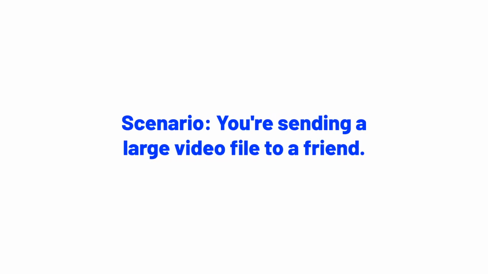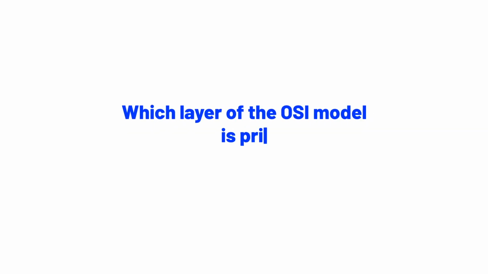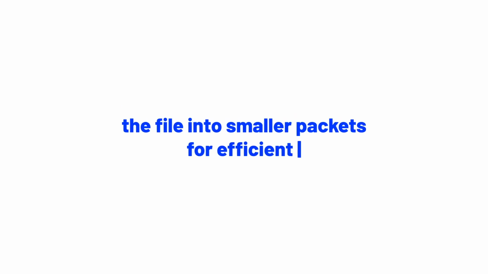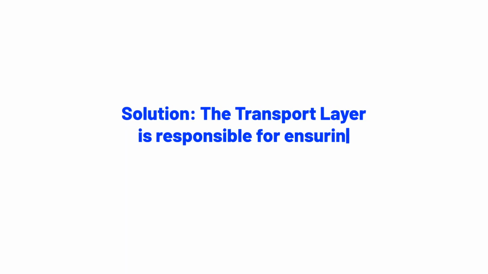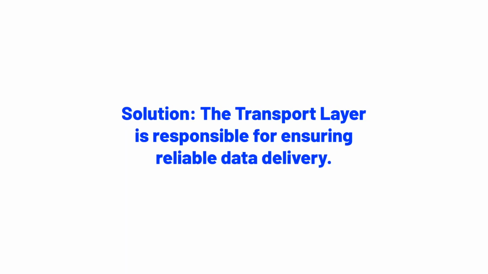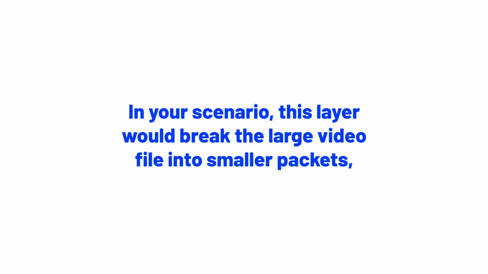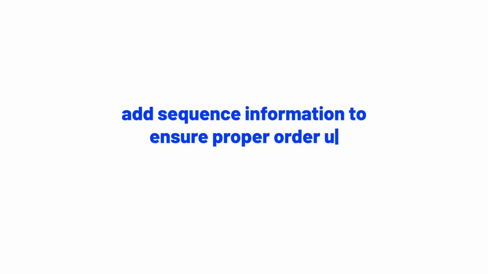Scenario: you're sending a large video file to a friend. Which layer of the OSI model is primarily responsible for breaking the file into smaller packets for efficient transmission? Solution: the transport layer is responsible for ensuring reliable data delivery. In your scenario, this layer would break the large video file into smaller packets, add sequence information to ensure proper order upon arrival, and handle any errors during transmission.